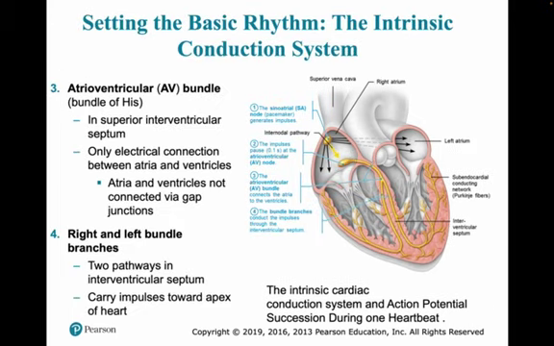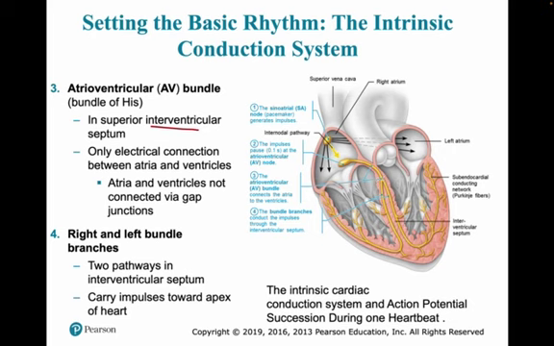Then from here it will get into this particular small area called the atrioventricular bundle, which is on the interventricular septum. So it is not in the atrium anymore, it's already in the ventricle, between the interventricular septum. All right, and this is the only electrical connection between the atria and the ventricles actually. So now it has passed into the ventricle.